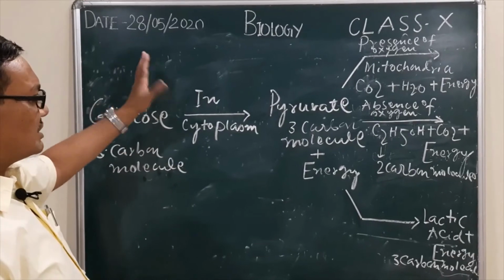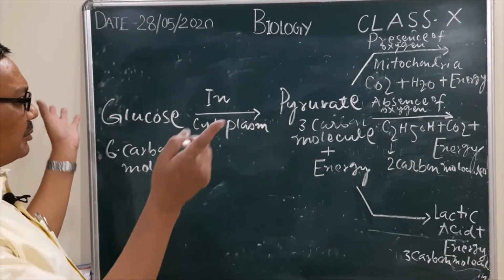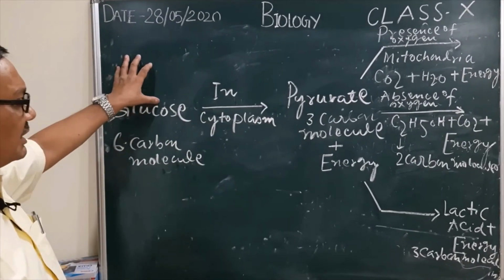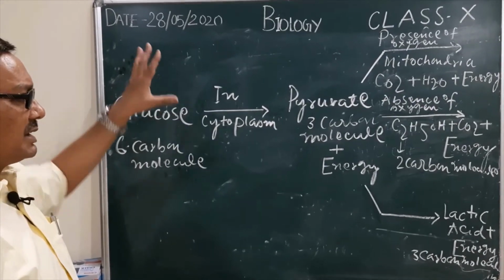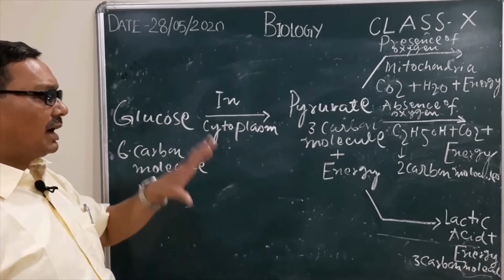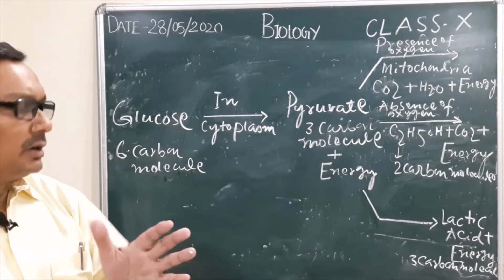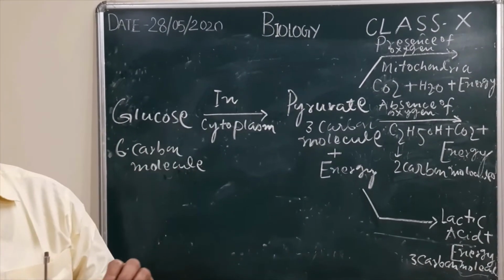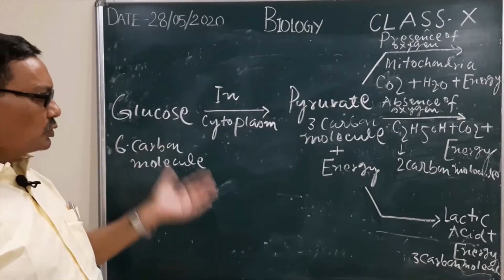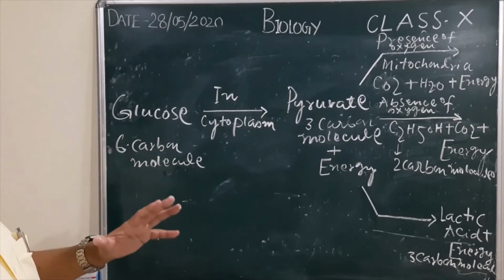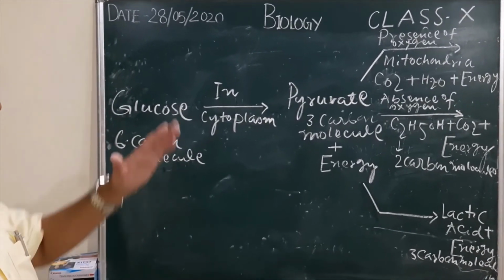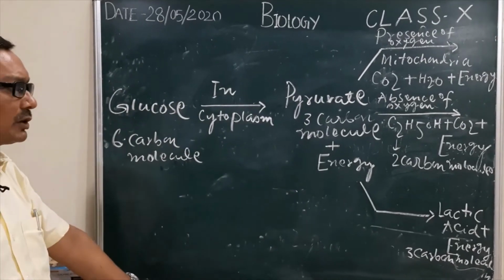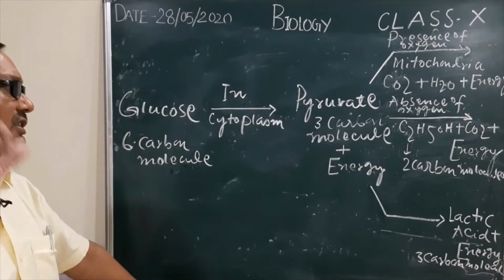Just as we have seen in the steps of respiration, there are two important phases and steps of reaction, and I also told you that there are different types of organism and they take several steps for breaking down the glucose molecule within their body or within their cell.